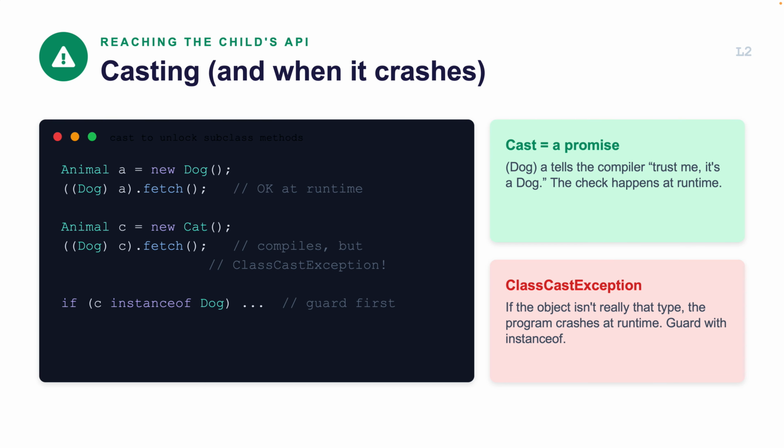In the example, casting an Animal that's truly a Dog to Dog works, but casting it to a Cat blows up. The safe habit is to check with the instanceof operator before casting. So widening up is automatic and safe. Narrowing down with the cast is your responsibility, and a wrong cast is a runtime crash.